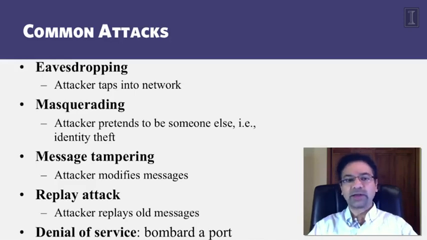Essentially, this is similar to identity theft, but in the computer world, where a machine claims to be acting on behalf of user Alice, while in fact they're acting on behalf of user Eve, who is evil. Then you have message tampering, where the attacker is able to modify messages in the underlying network and send them forward so that they can, for instance, masquerade to be someone else.